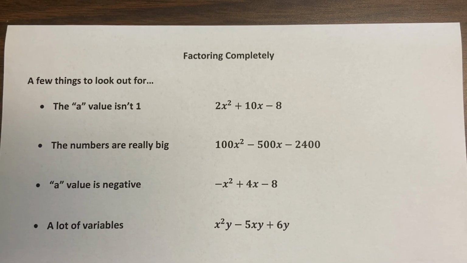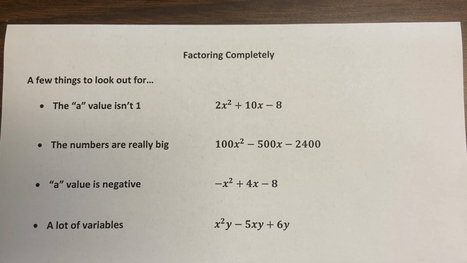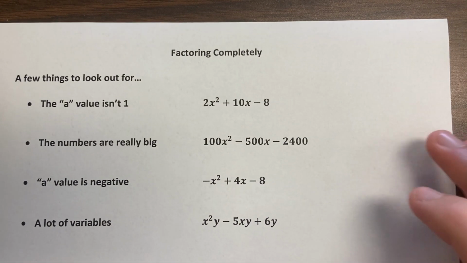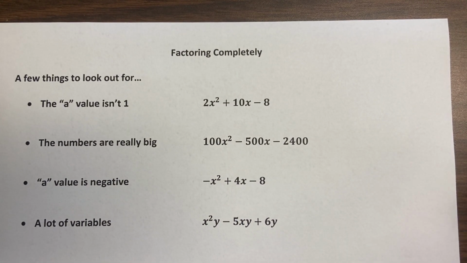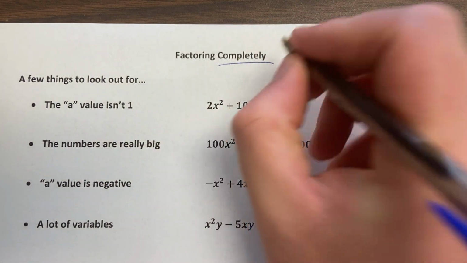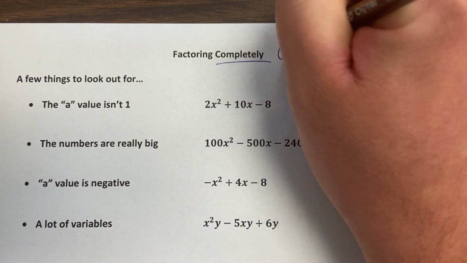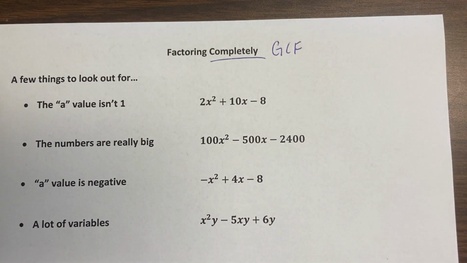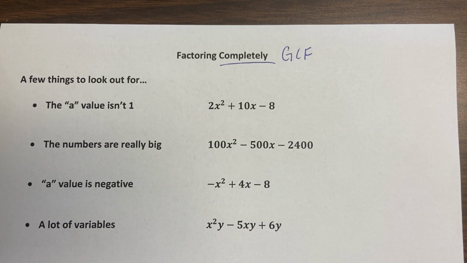And the last topic we're going to look at in this section is what it means to factor completely. Simply put, when we are asked to factor, we need to get something in its simplest form. So when we say factoring completely, it cannot have a GCF remaining when we have our factors, our products, written down.